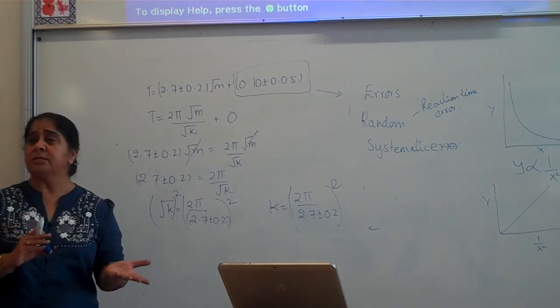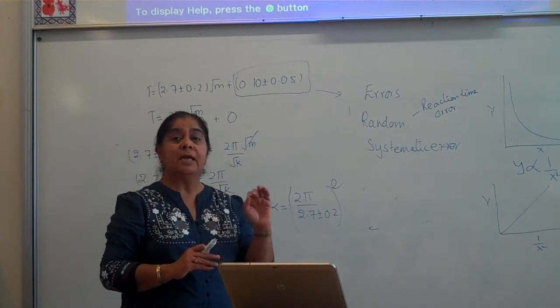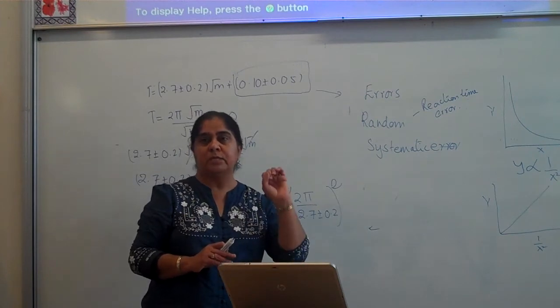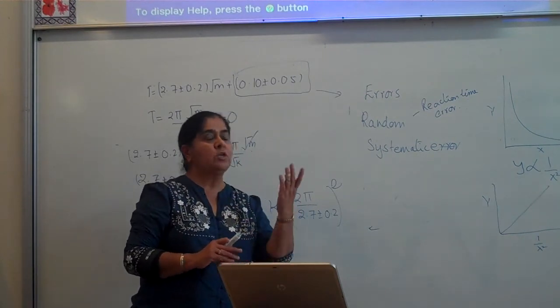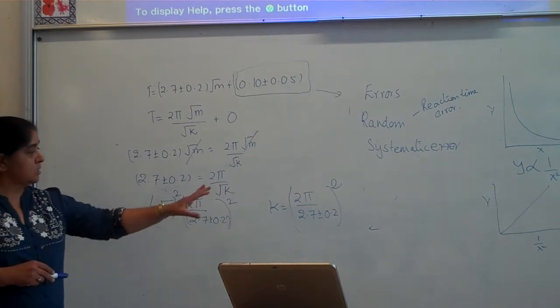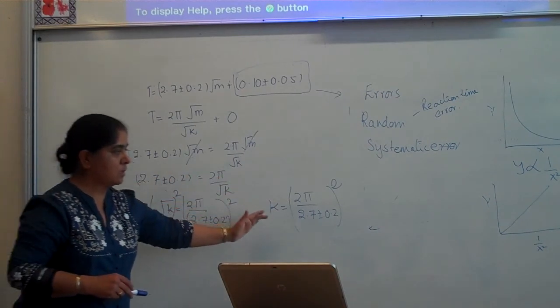Even if it is closer to that number, you still explain the places where you have been accurate. So you will emphasize accuracy improving techniques and in which way you have been accurate. Does that make sense? So this is one way to compare the experimental value with the theoretical value.